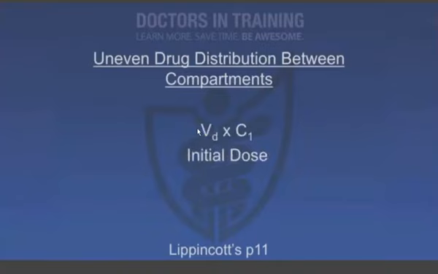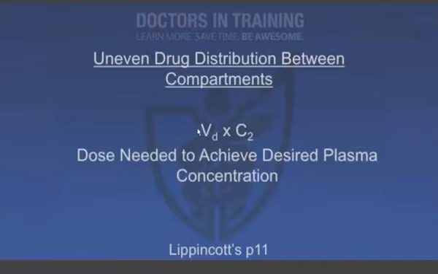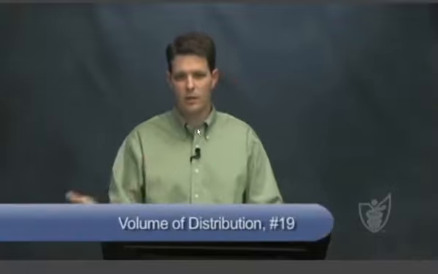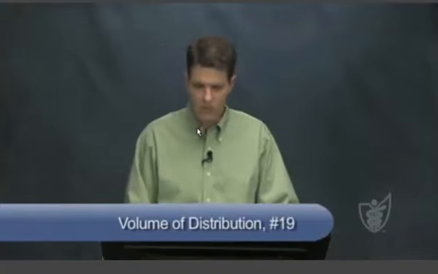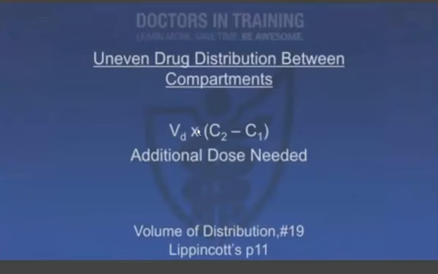The amount of drug that's in the body initially is the volume of distribution times C1. And the amount of drug that you need in order to get to the desired concentration is the volume of distribution times C2. So you do a little algebra on that: you subtract C1 from C2, and then multiply that times the volume of distribution. And that tells you how much additional dose of the drug you need to give in order to achieve that desired concentration. Now, if you're confused already, I have good news for you.